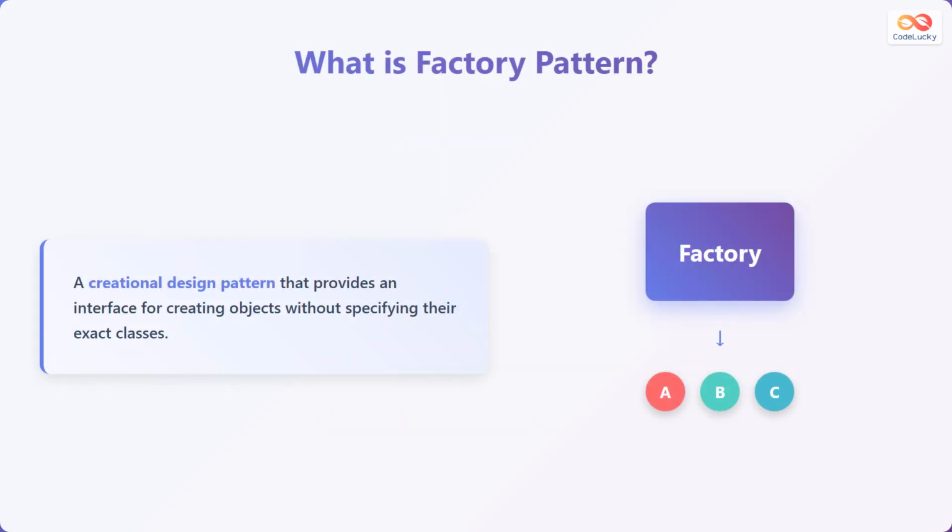So, what exactly is the factory pattern? It is a creational design pattern that provides an interface for creating objects without specifying their exact classes. Think of it as a factory that produces different objects based on your needs. Instead of directly creating objects with the new keyword, you ask the factory to create them for you. In the visual, the factory box at the top can produce objects A, B, and C depending on what you need.